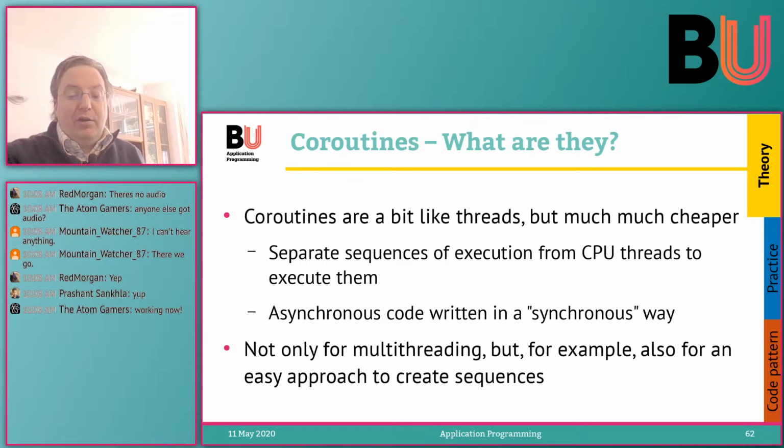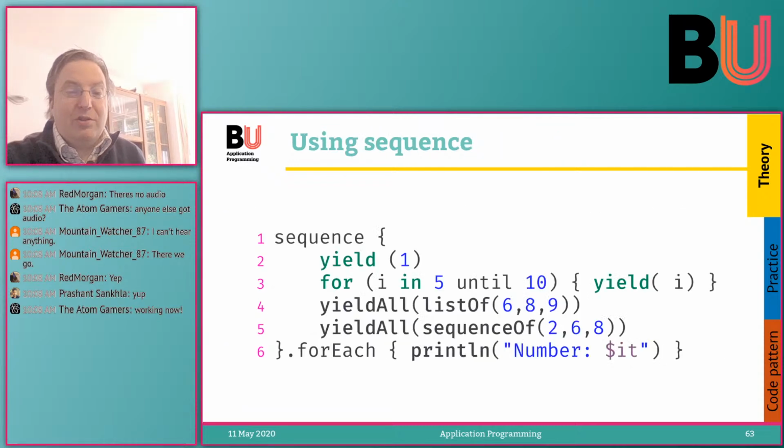And you can not only use it for multi-threading, but also as an easy approach to create sequences, like we saw. So this is a Kotlin coroutines based way of creating a sequence. So rather than having to enumerate all the values there, we can just have a block that generates our values. We don't need to store it or anything. Use a coroutine that stores the current state. And so it's actually also more efficient than if you store the whole sequence.